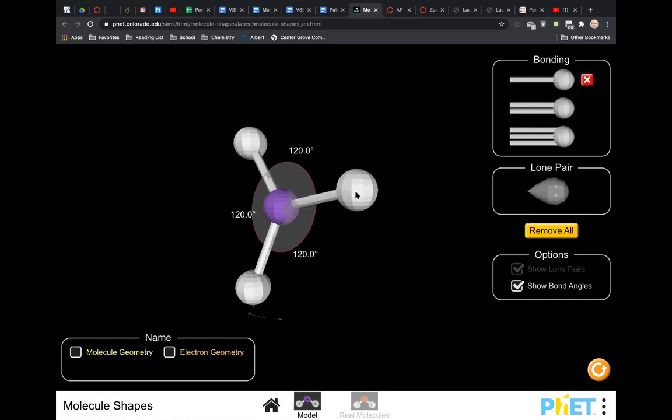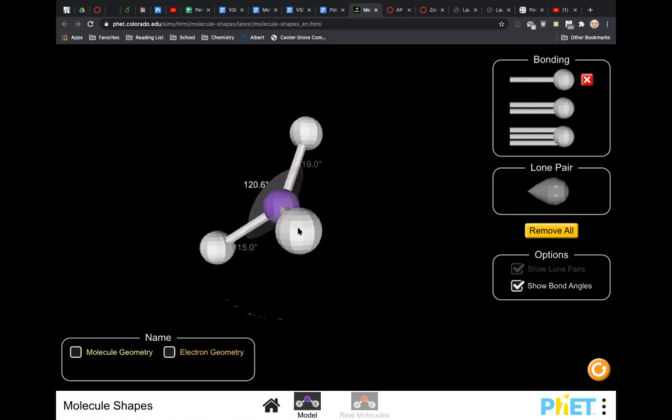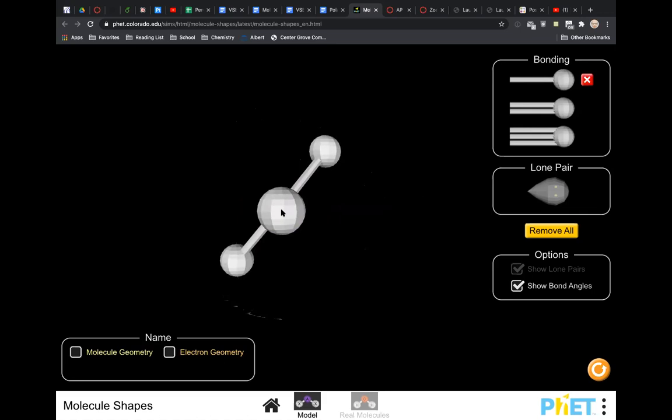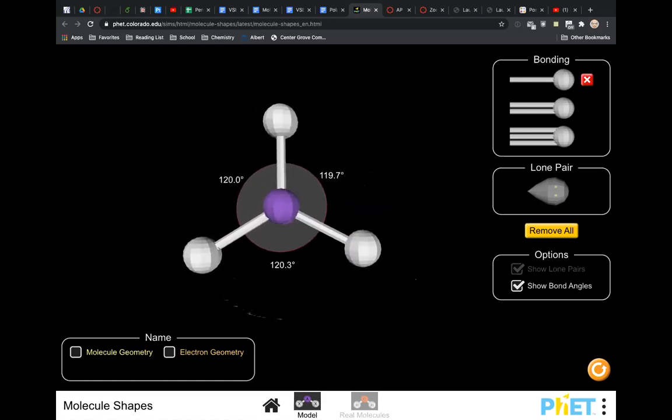Now, it's three-dimensional in structure, but pretty flat, so almost two-dimensional. Because if I get it like this, you can see these are all on the same plane. But they're 120 degrees away from each other because that is the furthest away they can get and reduce the repulsions.